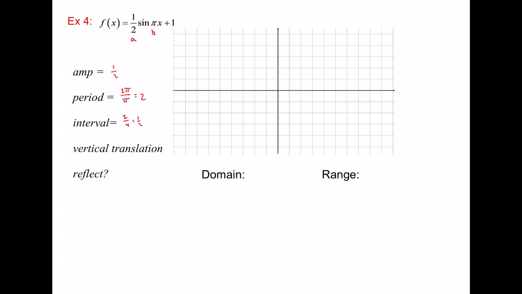The vertical translation, there is one on this one. It goes up 1 unit. It's just at the end. It doesn't matter, it's still being added to the function. And this one does not have a reflection over the x-axis. Your domain, once again, is all real numbers.